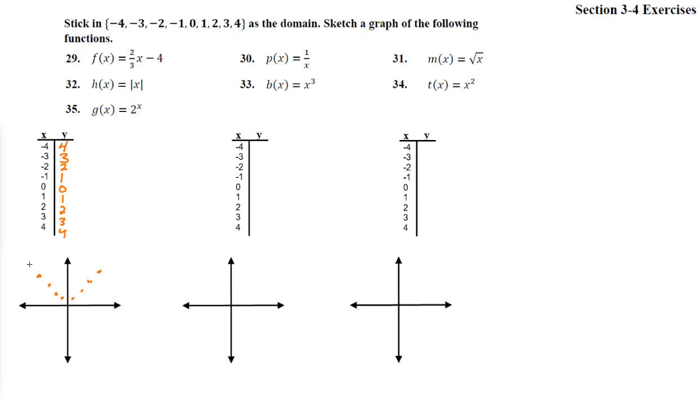And these are in straight lines. So it forms a V shape. That's what the absolute value function does.